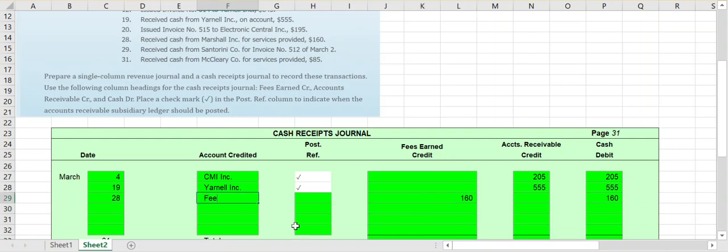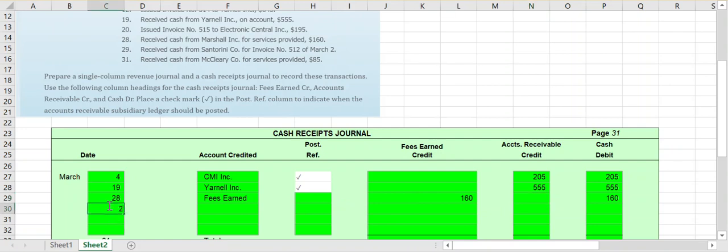So that means it has to go into our fees earned account. So what account's being credited? Fees earned. We do not put Marshall Inc. because that's not going into a subsidiary ledger because they did not pay for those services on account. Do your debits and credits equal? We have a debit to cash for $160. We have a credit to fees earned for $160. They equal. Does this transaction affect accounts payable or accounts receivable? We have nothing in that accounts receivable column. There's no accounts payable affected, which means it does not get posted to our accounts receivable subsidiary ledger, so that does not get a check mark.